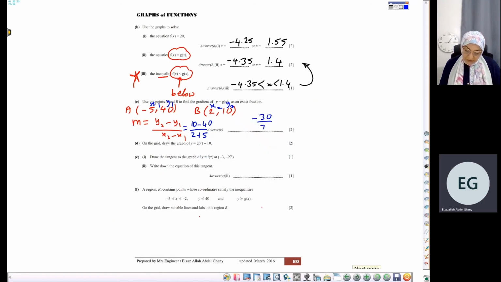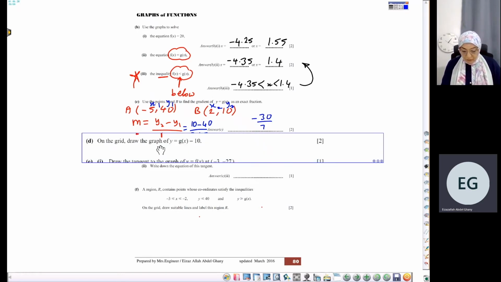The next question is, on the grid, question D, draw the graph of y equals g of x minus 10. What does this mean? First of all, y equals g of x, we know it. It's already drawn for us, which is the sliding down line. But what does it mean, minus 10? It means you have to subtract 10 from all its y's. There is an infinite number of points on the line.